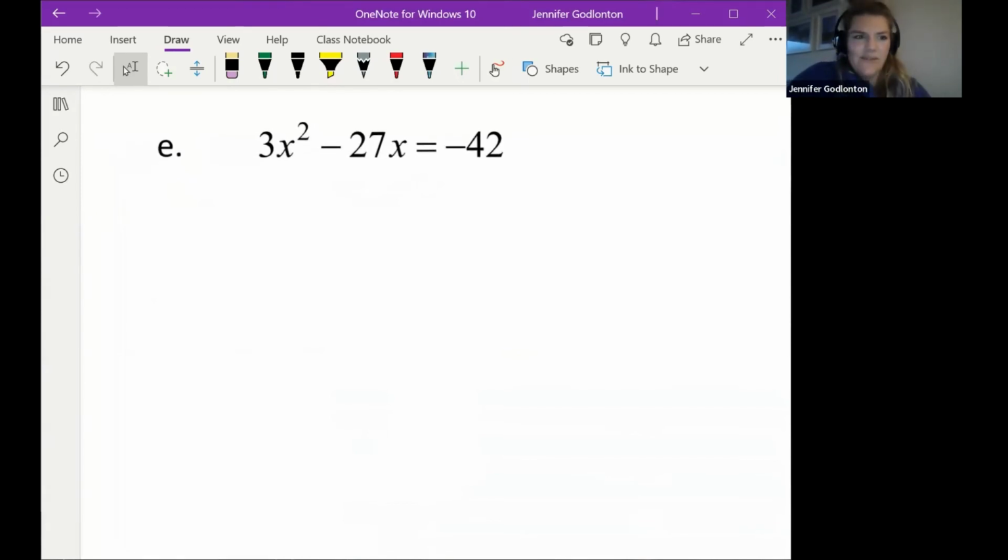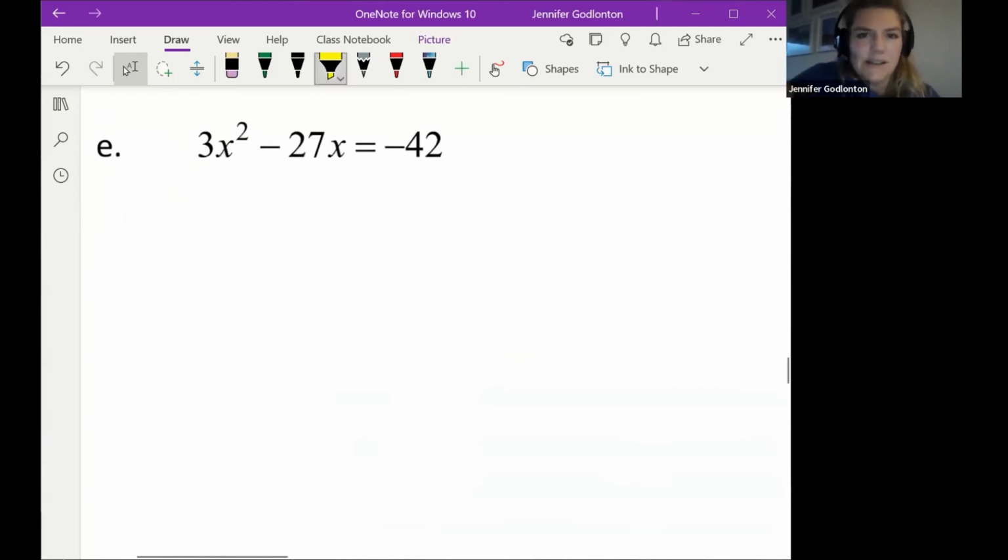Okay, give E a try for me. So think about your steps when you're working through a question like this. Think about what it means when you've got x squared involved. What's the first thing I have to do? Then think about what the second thing is you have to do.